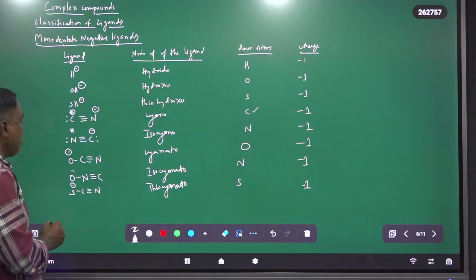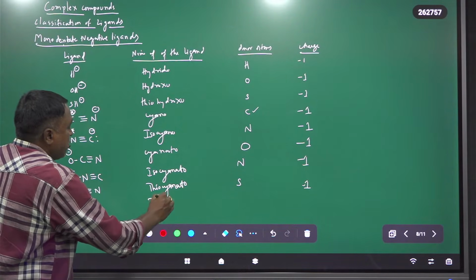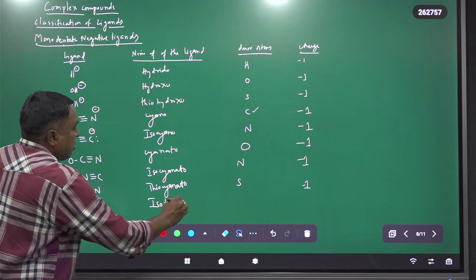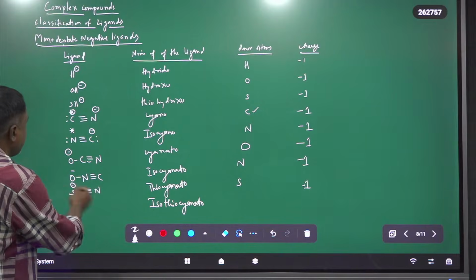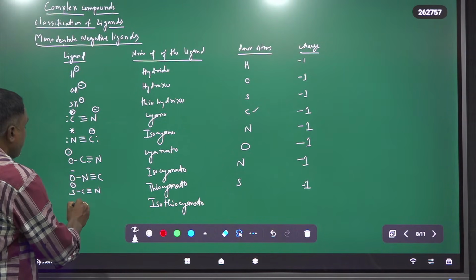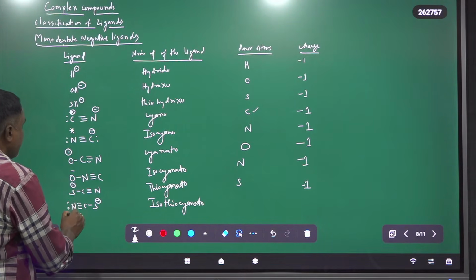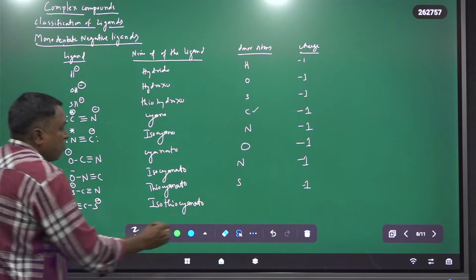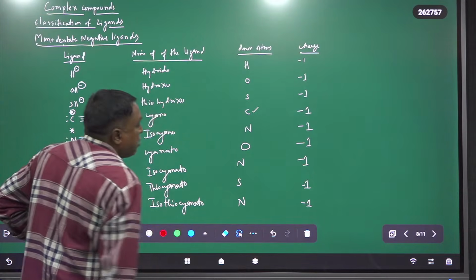And isothiocyaneto. So what is meant by isothiocyaneto? It is the reverse of this one. So now you write N triple bond C S minus. This nitrogen is donating an electron pair. This nitrogen is the donor atom. Therefore nitrogen is the donor atom, and charge on the ligand is negative.